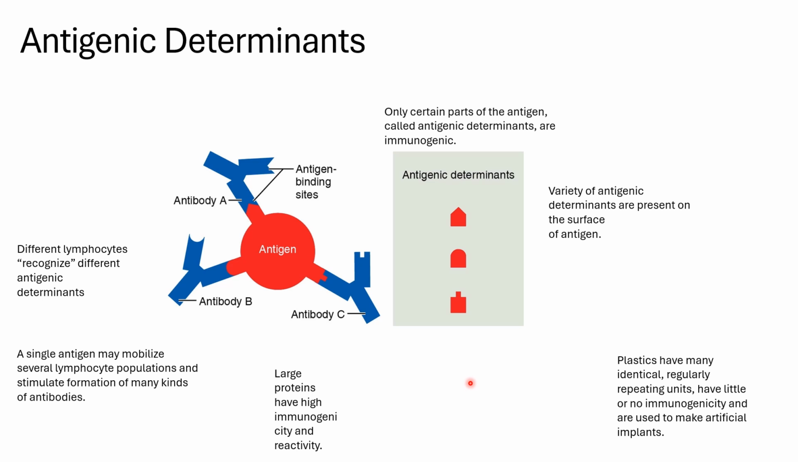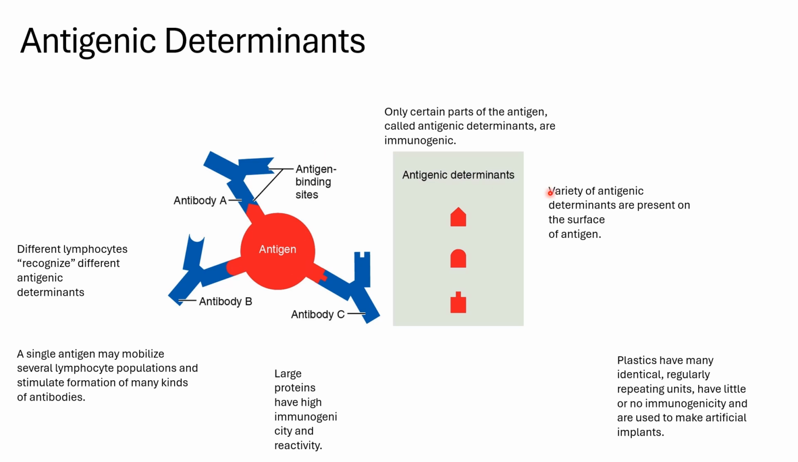Only certain parts of an antigen can provoke an immune response. These parts are known as antigenic determinants. For example, consider this big antigen, and all of it is not immunogenic. Only certain parts are going to produce an immune response, and they are known as antigenic determinants. And different lymphocytes recognize different antigenic determinants. For example, now this molecule can engage three types of lymphocytes, colonies of lymphocytes to make antibodies against it.